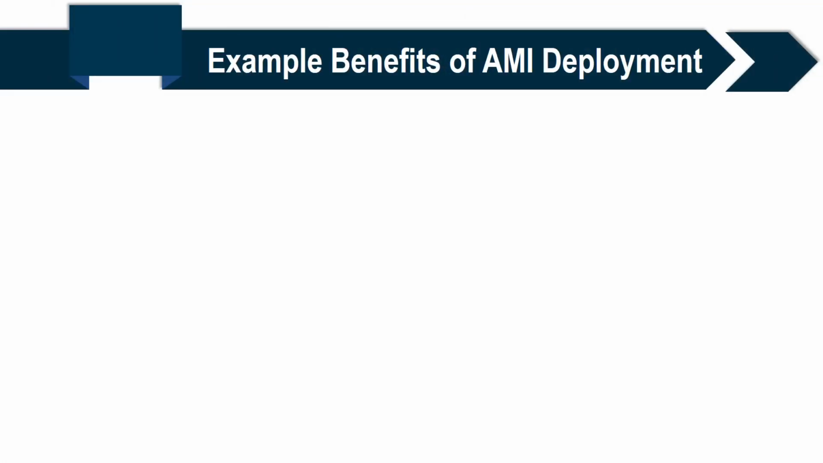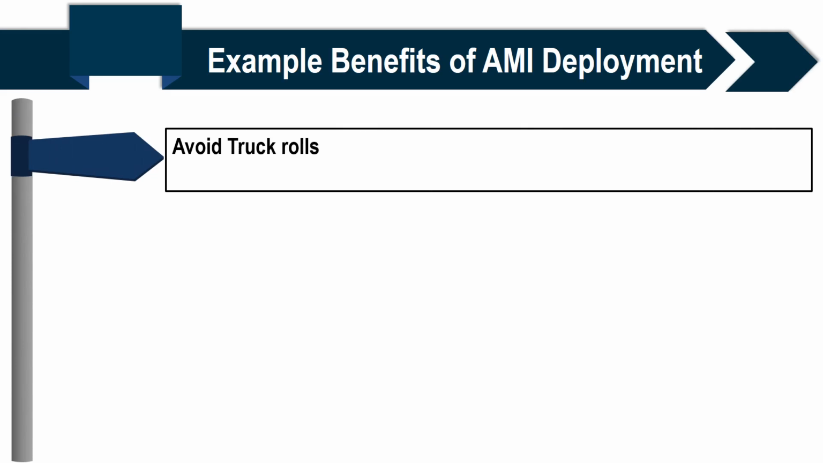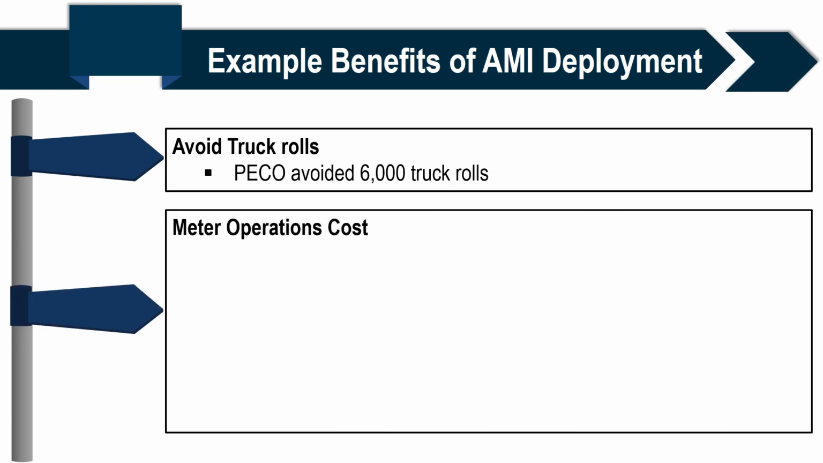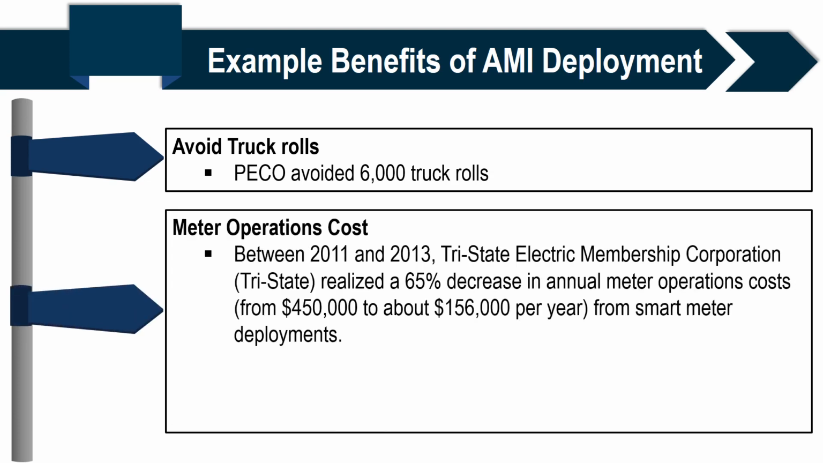The other fringe benefit is that it avoided truck rolls. Almost 6,000 truck rolls were avoided by PECO because now the utility is able to get the analytics and the data and make use of it, instead of sending their employees to different locations to understand the fault and whether the asset is working or not. For meter operations between 2011 and 2013, Tri-State Electric Membership Corporation realized a 65% decrease in annual meter operations cost.